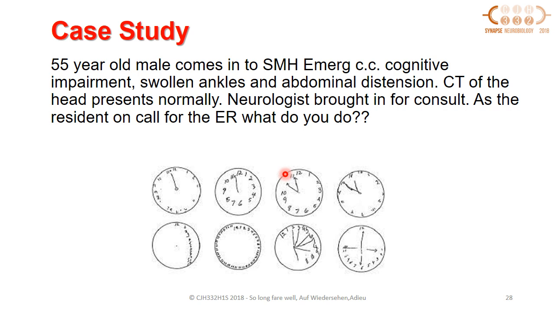So here's one of the reasons why we're interested in knowing a little bit more about Alzheimer's disease. Here's a case study. It's a 55-year-old male coming into St. Michael's emergency. The chief complaint, CC, as you see there: cognitive impairment, swollen ankles, abdominal distension. The CT of the head and X-ray present normally, so there's been no head trauma as far as you can see, and then a neurologist is brought in for a consult. And as a resident on call, what would you diagnose this individual with?